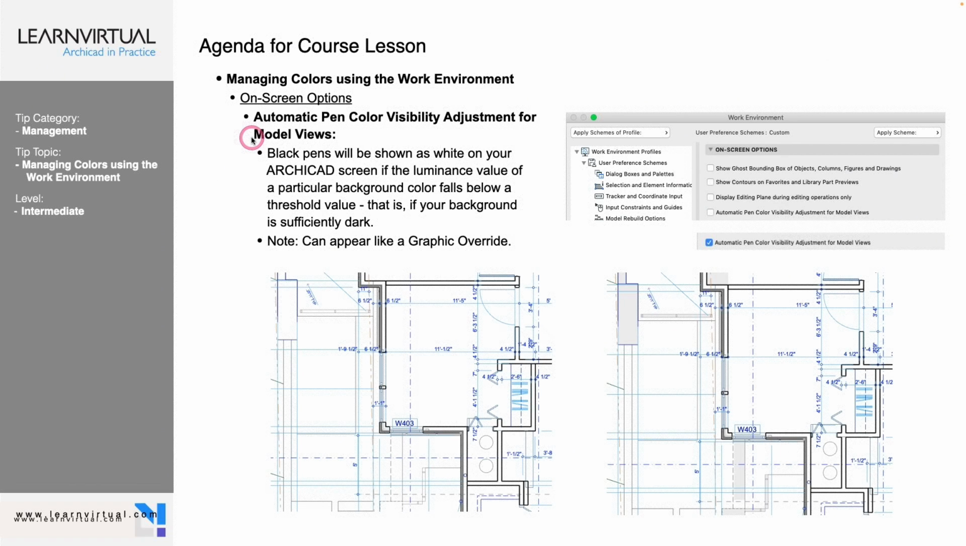All right, automatic pen color visibility for our model view options. Black pens will be shown as white on your Archicad screen if your luminance is below a certain value. It can end up appearing like a graphic override.